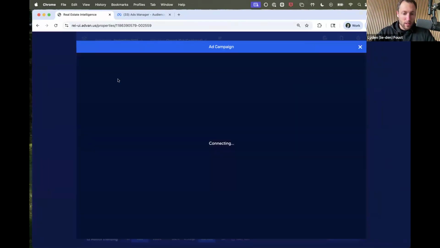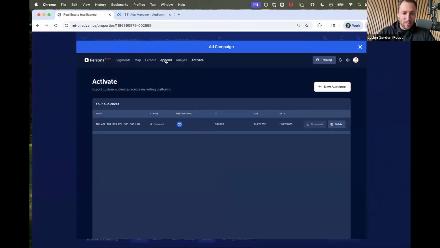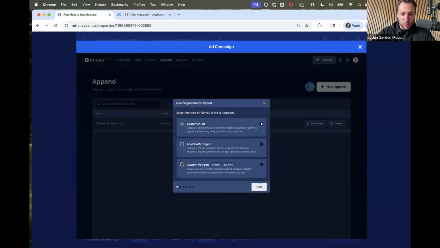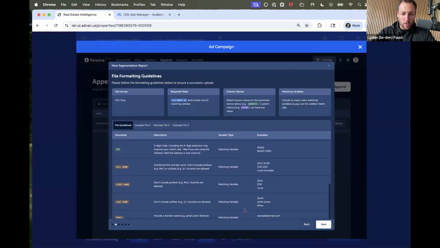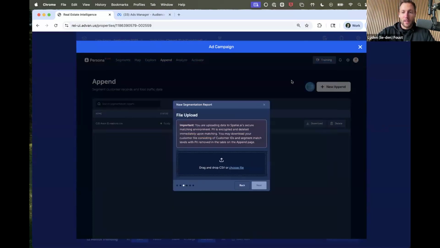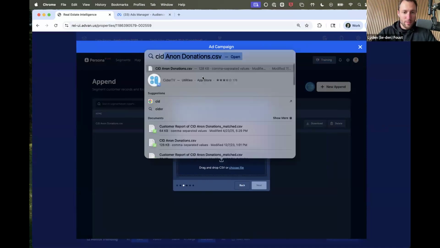So back in here, in the PersonaLive platform, you can go to the append tool, and then you can add a customer list. So I've got a little customer list here. And if you have a first name, last name, and email of that person, and especially their address, you can add that in there. If you don't have any of those and you just have the location and their first name and last name, you can do a point radius around that and look for that person. So I'm just going to drop this in.